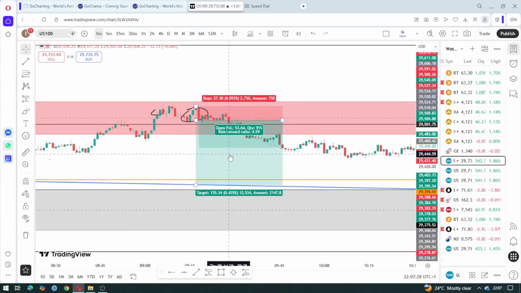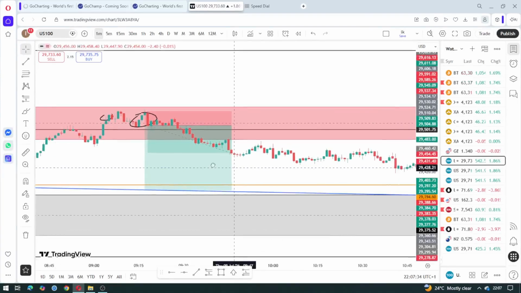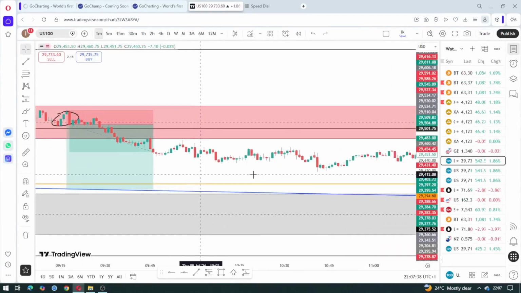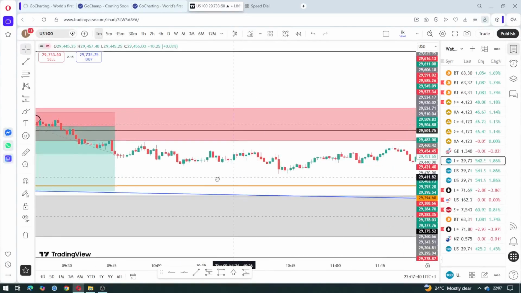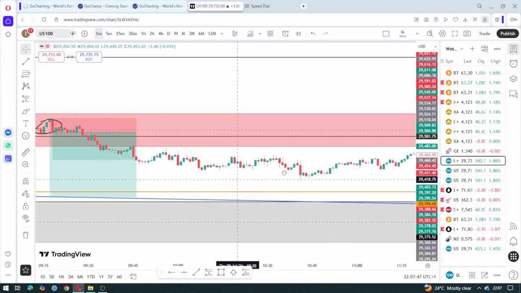about $12,500. That's what you'll be having, $12,500. And if you're using 100 lot size, that's over $2 million. $2,250,000. That's what you are going to have.